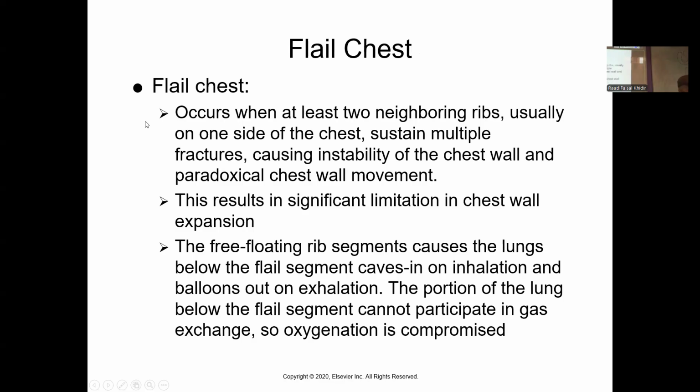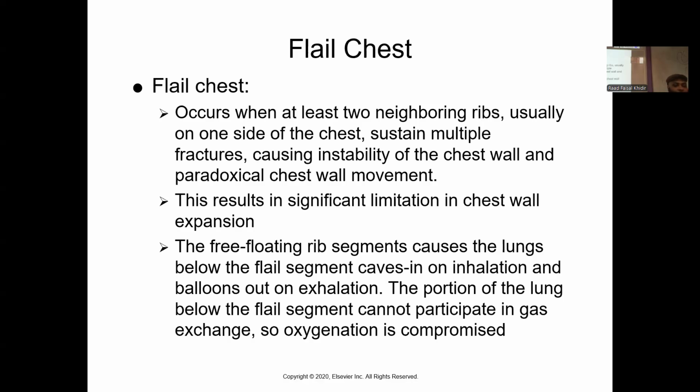Flail chest. It occurs when at least two neighboring ribs, usually on one side of the chest, sustain multiple fractures, causing instability of the chest wall and paradoxical chest wall movement. This results in significant limitation in the chest wall expansion.